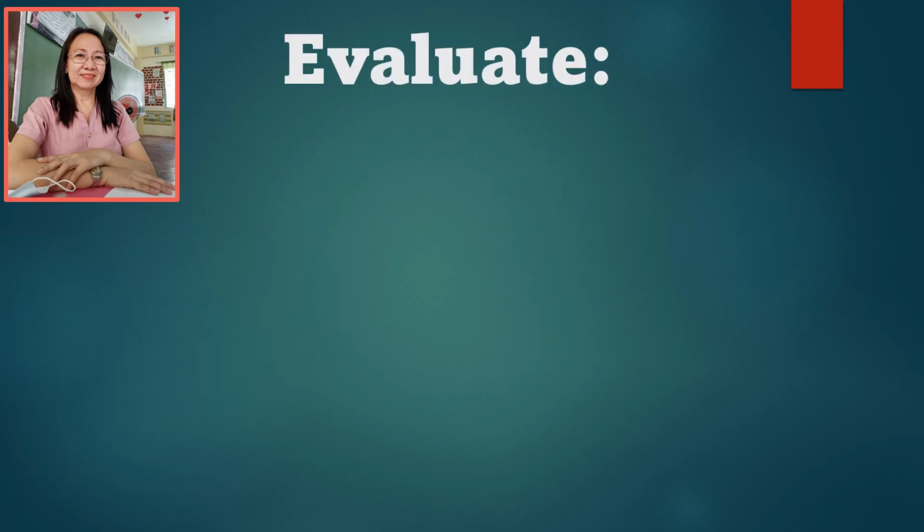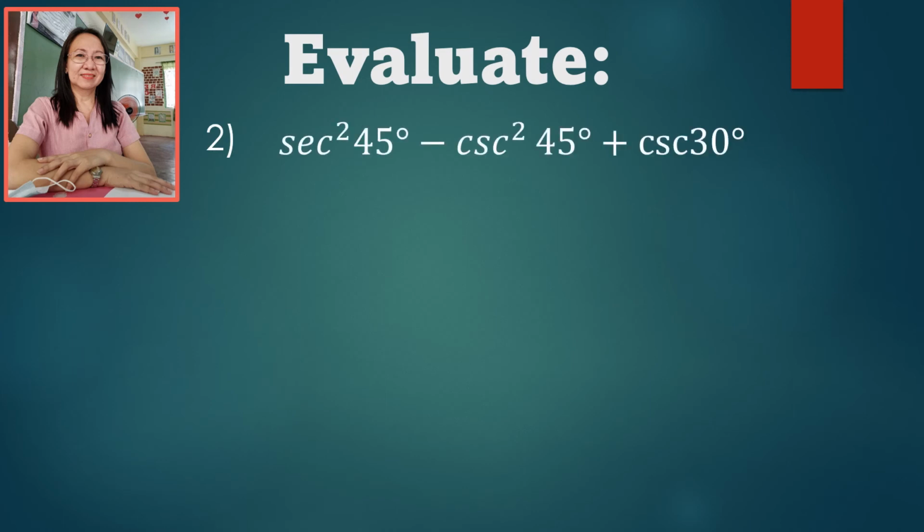Let us have another example. Let us evaluate secant squared 45 degrees minus cosecant squared 45 degrees plus cosecant 30 degrees. So the value of secant 45 degrees is square root of 2. Then we have to square it. Minus the value of cosecant 45 degrees, which is the same as square root of 2. Again, we have to take its square. And the value of cosecant 30 degrees is 2.